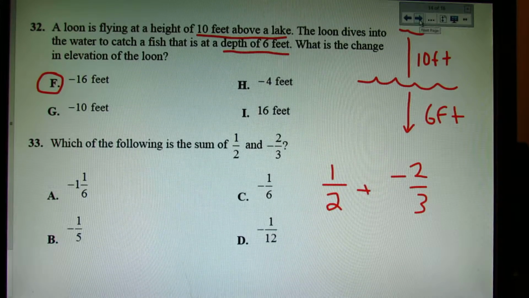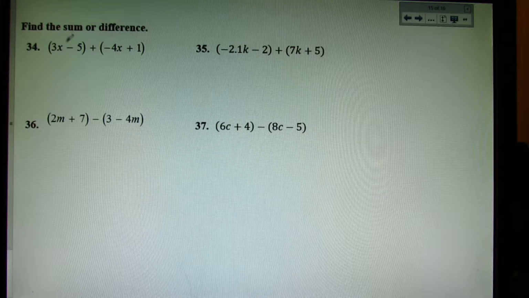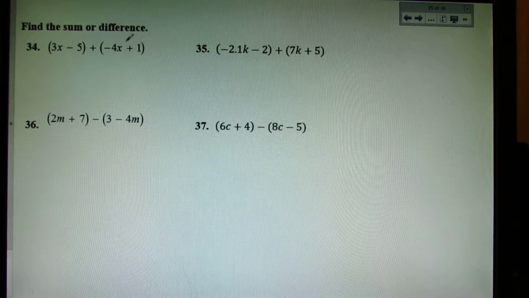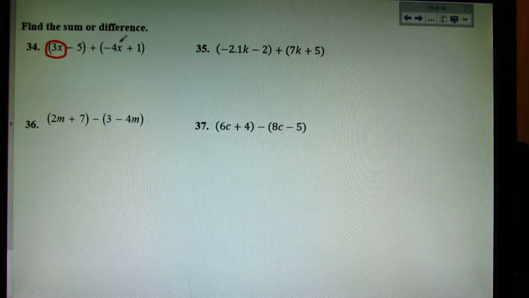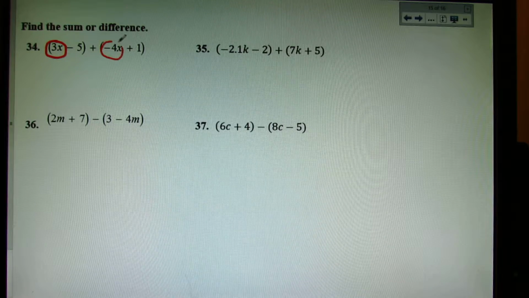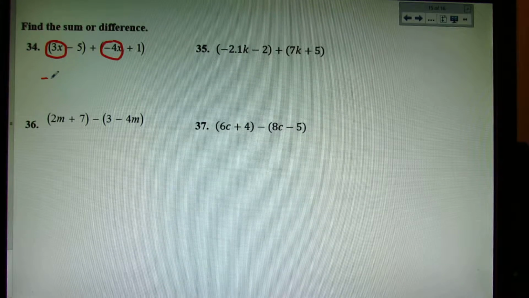Okay, moving on. Find the sum or difference. This is what we talked about in the past couple days. The only time I can add is when I have like terms. So I'm going to circle the like terms, or box them out, up to you. In my calculator, I'm going to do 3 and negative 4. What is 3 plus negative 4, or 3 minus 4? That's negative 1. The like term x is going to stay with it.